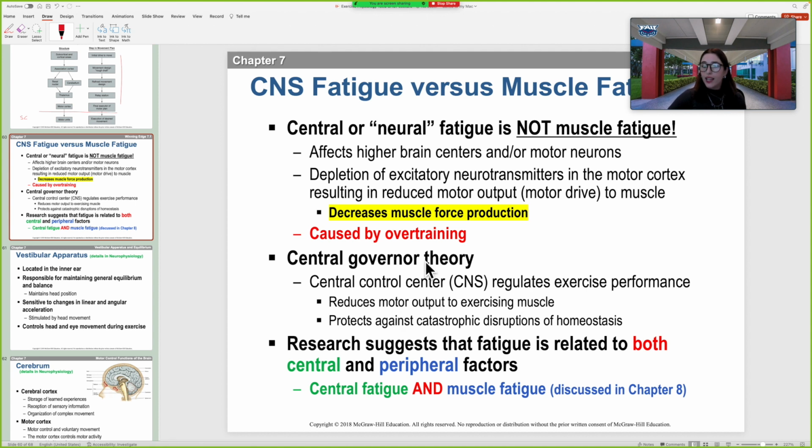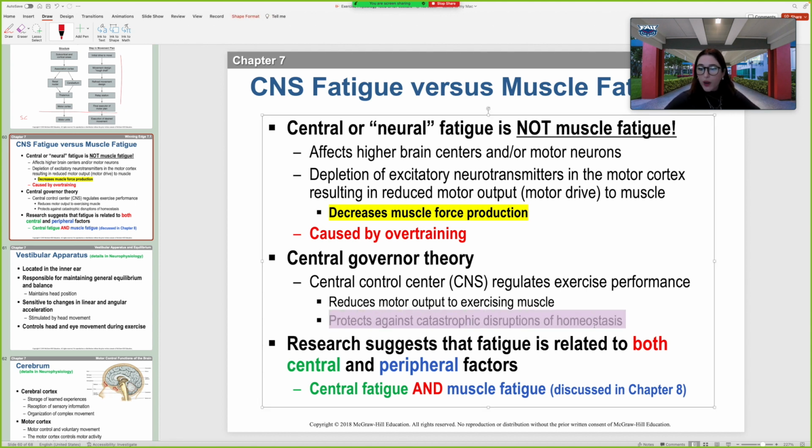So this is saying that we have this governor system in place to prevent us from excessively exercising and killing ourselves, right? If we just exercise way too much, we can't sustain that forever, right? So there's this theory that our central nervous system has a role in that to kind of slow things down.